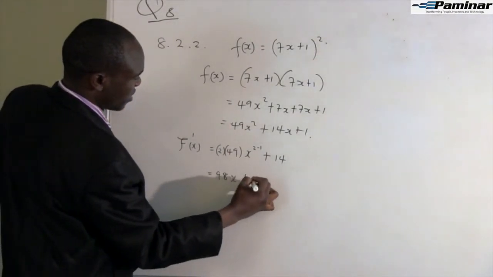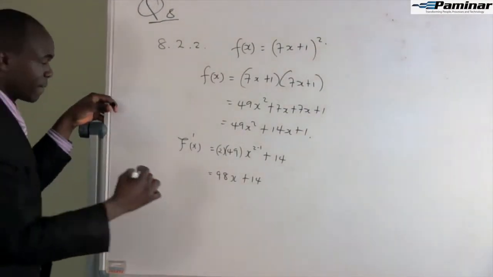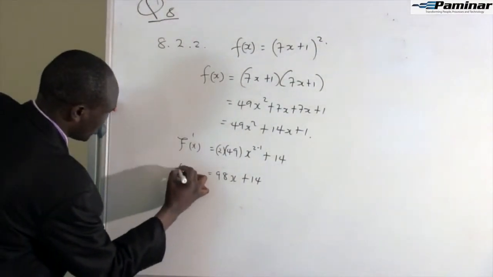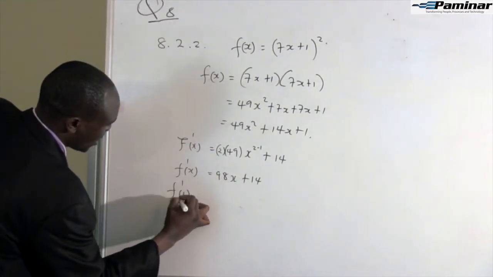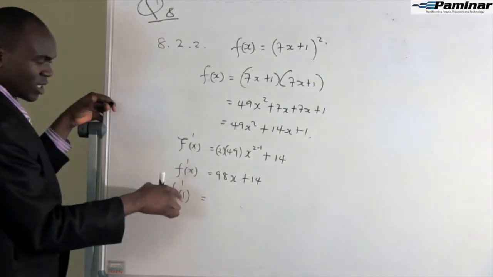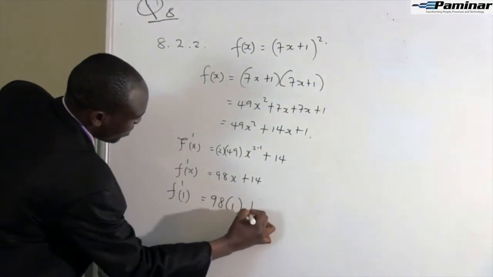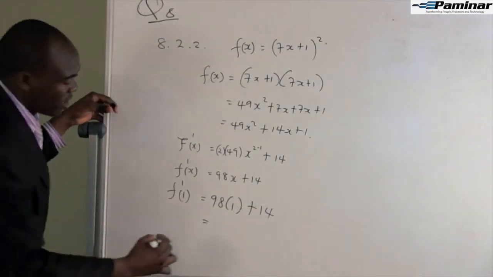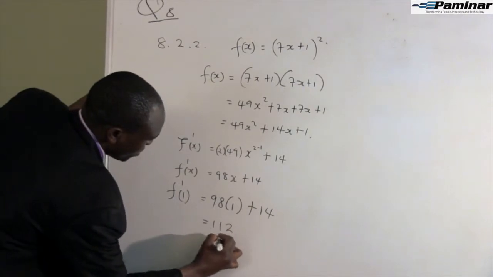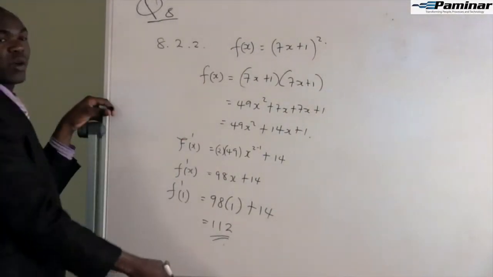x plus 14. But remember what the question says. This is f prime x. Now f prime 1. Whenever there is x, we are putting 1. So now 98 times 1 plus 14, 112. Simple. Done. This is one method for working out.